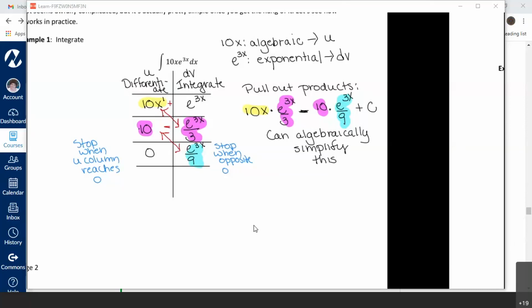So really, this is called the tabular method of integration by parts. The key thing is to know when to use it. You use it when your integrand is a product of 2 unrelated functions. For example, here, 10x is not part of the derivative of e to the 3x. e to the 3x would not give you an x as part of its derivative. It would just give you the constant 3. So that's what's important to realize.